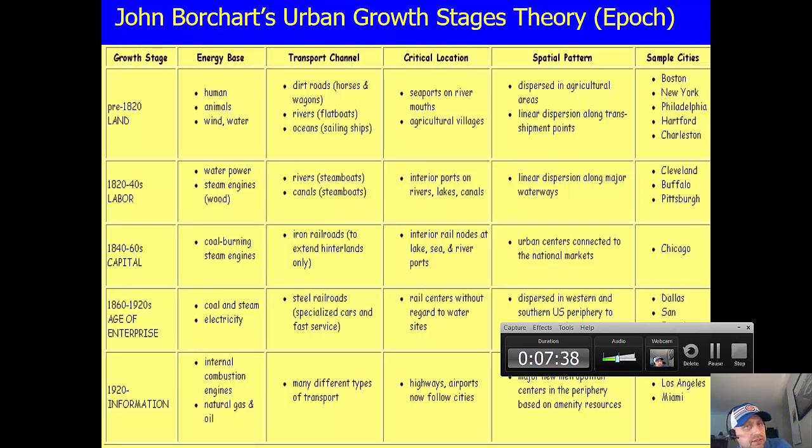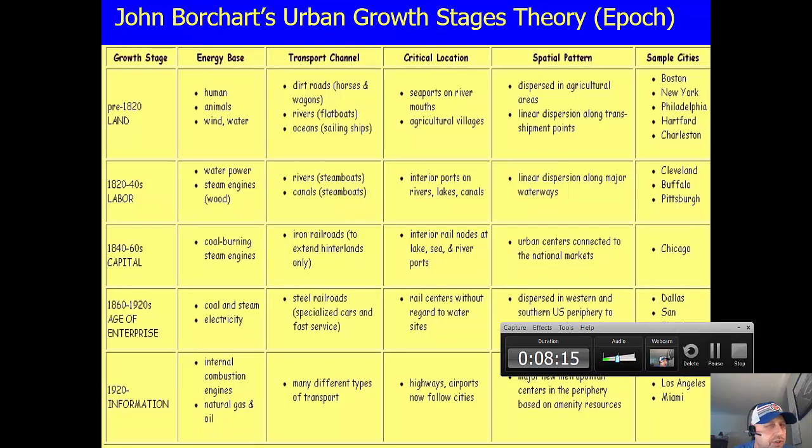And what he basically says is if you look at the history of the United States, even before the United States, but especially once we became a country, we developed our cities based on the energy that was available, based on the transportation that was available, and based on critical locations that were needed, and that led to unique spatial patterns. So he divides our growth throughout our history into 5 stages, all right, and he classifies them according to particular words or labels. So he starts with pre 1820.